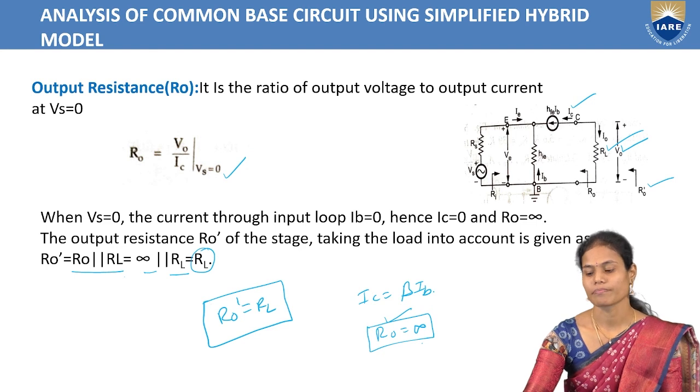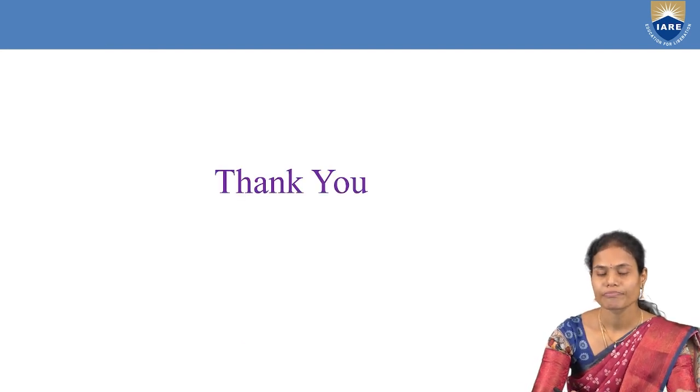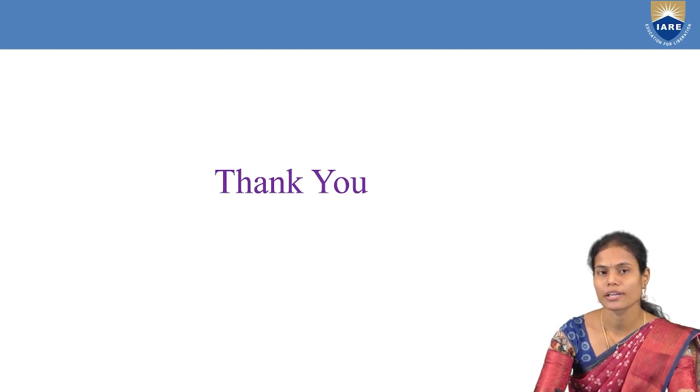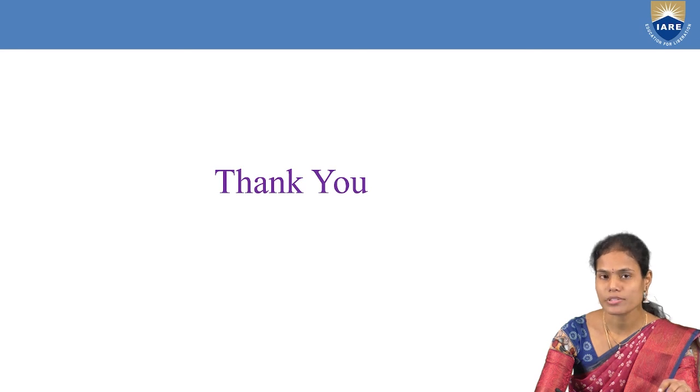So these are the approximate models for all the common base, common emitter as well as common collector configurations. So to solve the problems, we need to remember all the exact model formulas as well as all the approximate model formulas to calculate the asked parameters in the given problem.